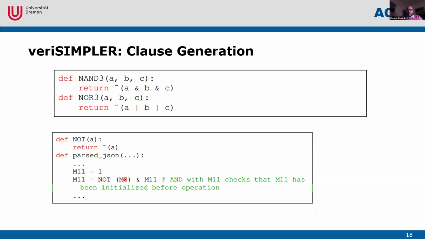So M0 has the input, you invert it and you store it in M11. But to also check whether M11 was initialized or not, we AND it with M11. This ensures that if M11 was not initialized in the sequence, then this operation will be incorrect. So this is how we handle the initialization of memristors before doing the operation. This is how we build clauses from your Verilog design, and we now also build clauses from your mapping.